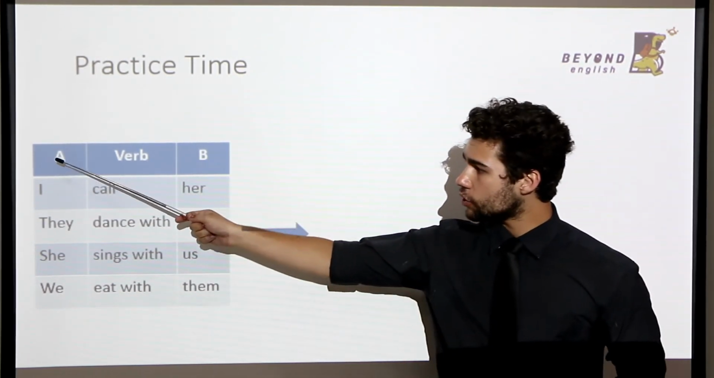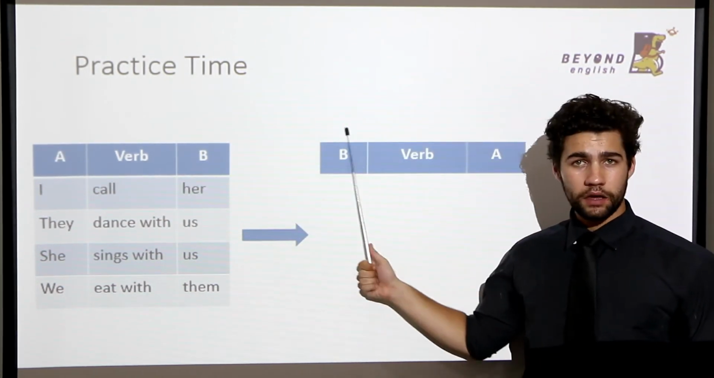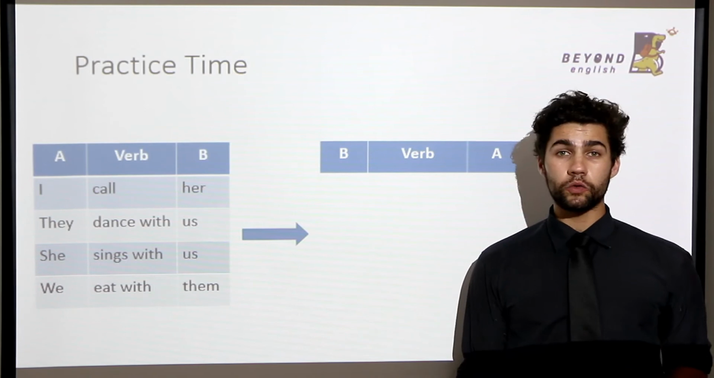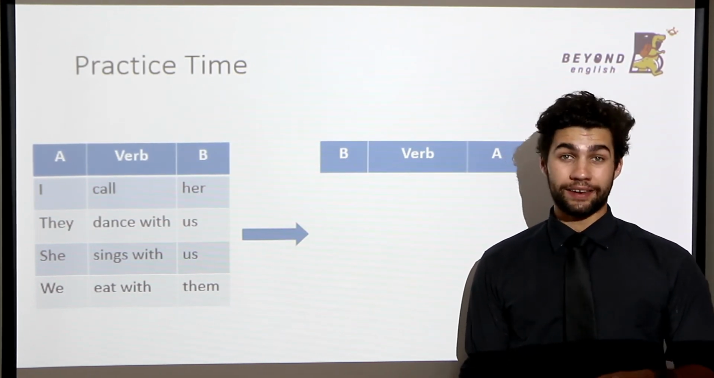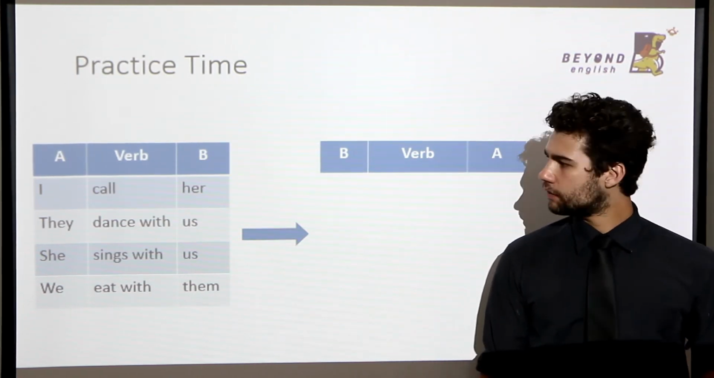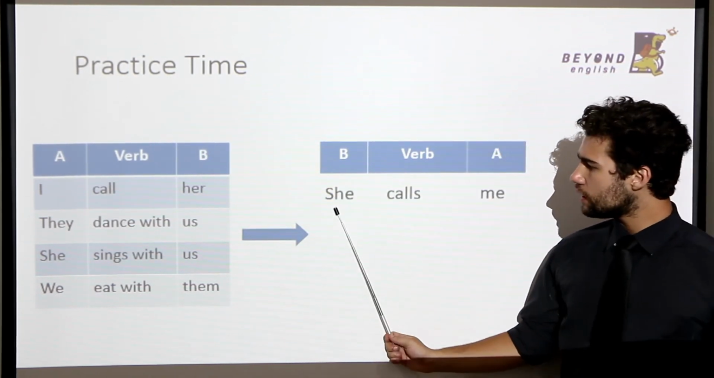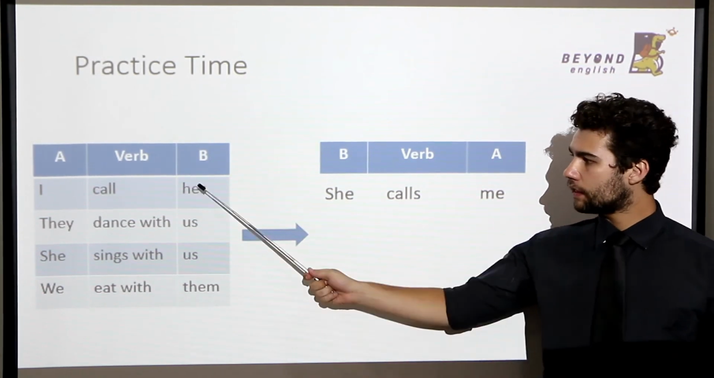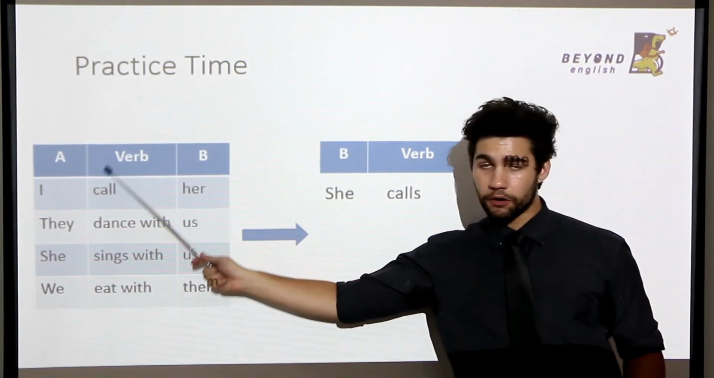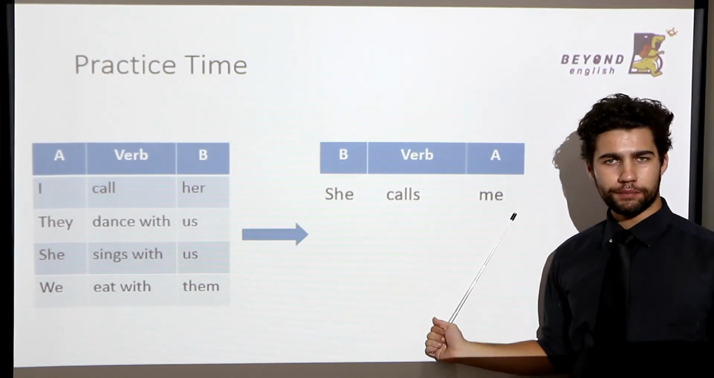I want you to change A and B. So, we're going to say B first and A last. You need to change your subject and object. So, I will do number 1 for you. I call her becomes she calls me. Her changes to she. Our verb stays the same, and I becomes me.